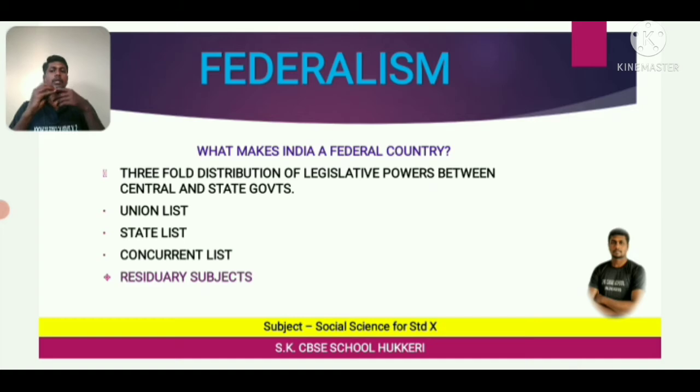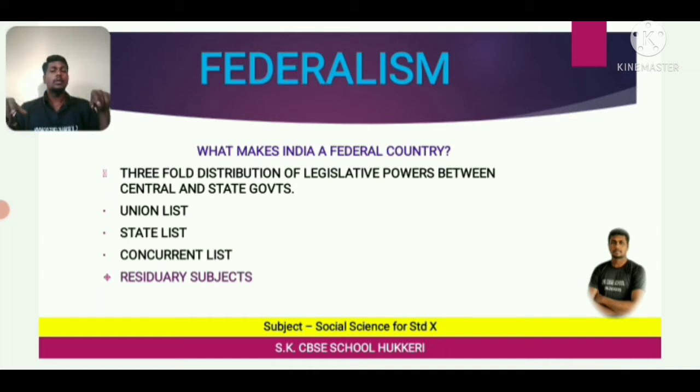Into a threefold system, all the powers have been divided. Which powers? Legislative powers. Then which are those threefold system? See, those three lists. In these three lists only, all the legislative powers have been distributed. The main important point you have to understand is that all the legislative powers have been divided between central and state government through three lists.